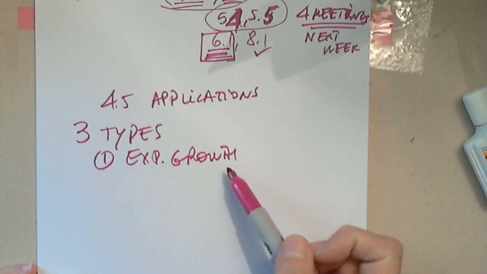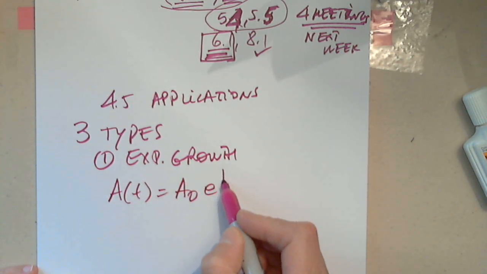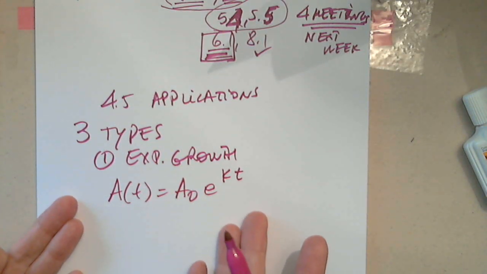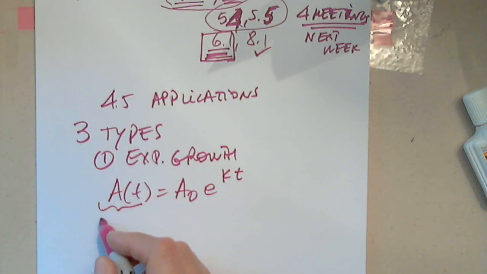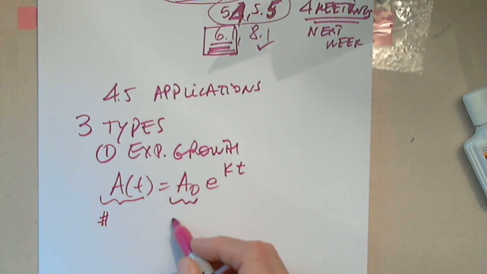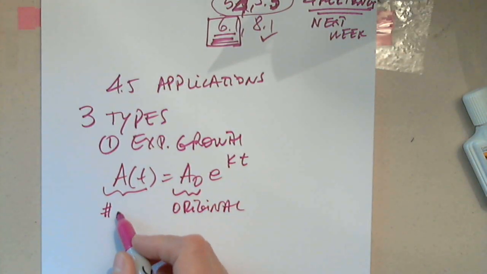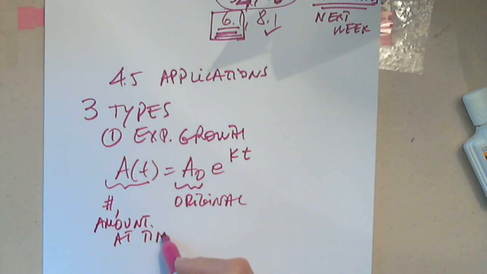Okay, so the exponential growth is A of t equals A0 e to kt. We've seen this before. This is the same model with continuous compound interest. So this is the number. This is the original. This is, of course, the number or the amount at time t.